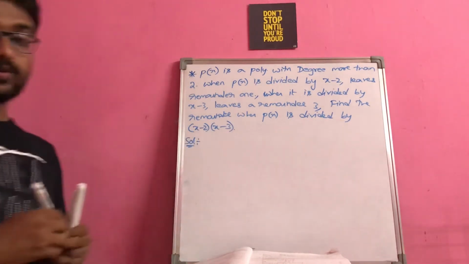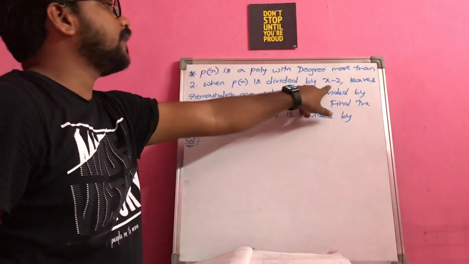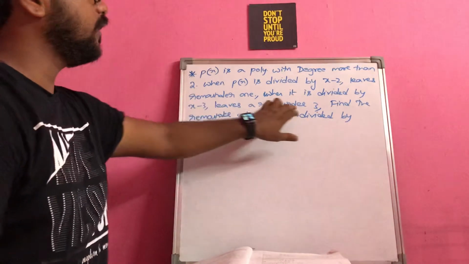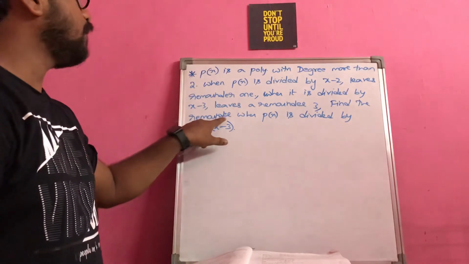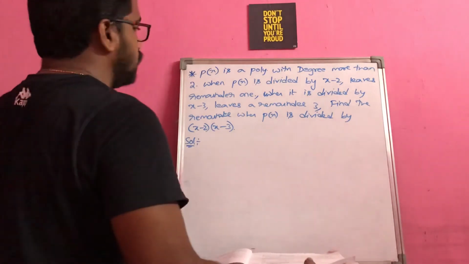A little bit lengthy question only, but once you understand the concept, the solution will be nothing actually. See the question, p of x is a polynomial with a degree more than 2, they said. That means p of x is nothing but the dividend. Dividend degree is greater than 2. When p of x is divided with x minus 2, it leaves a remainder 1. When it is divided with x minus 3, it leaves a remainder 3. Find the remainder when p of x is divided by x minus 2 into x minus 3.